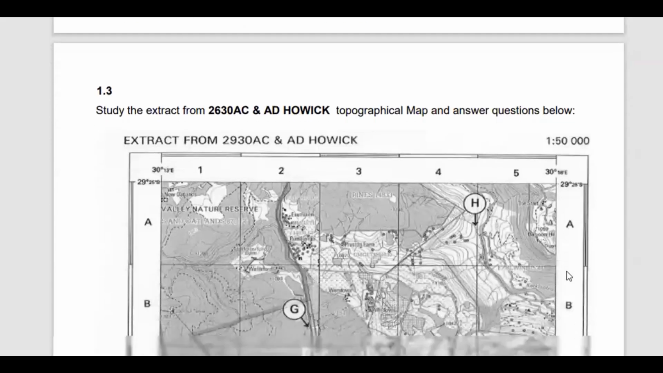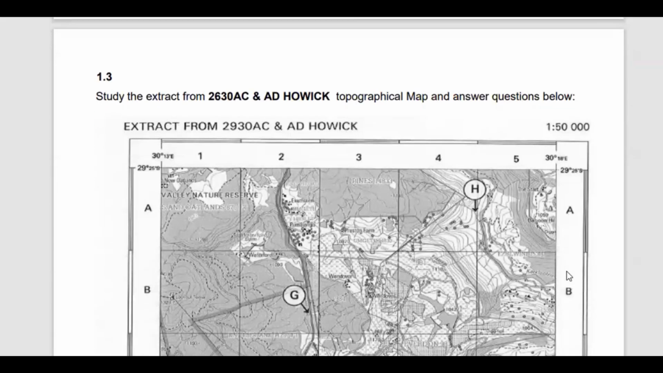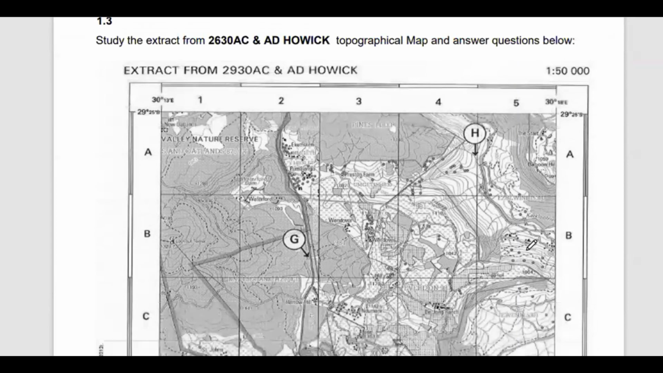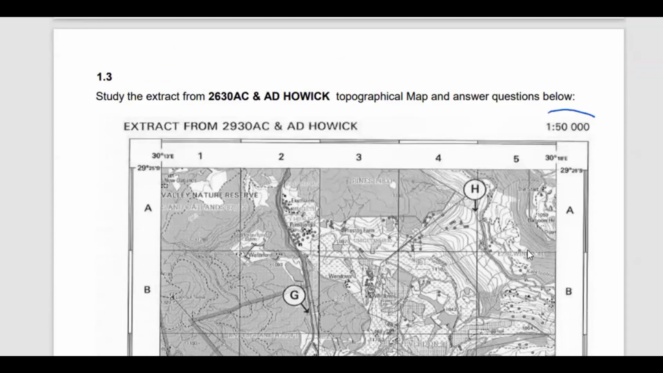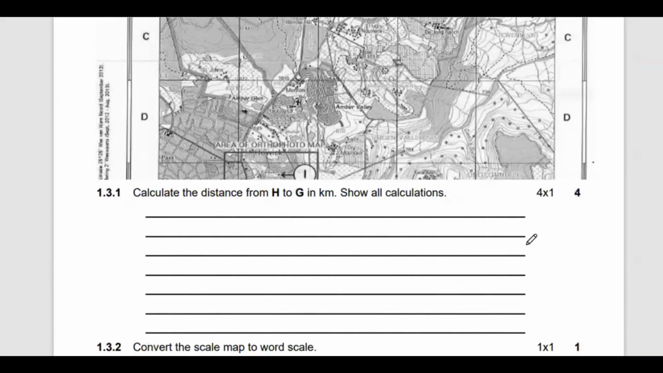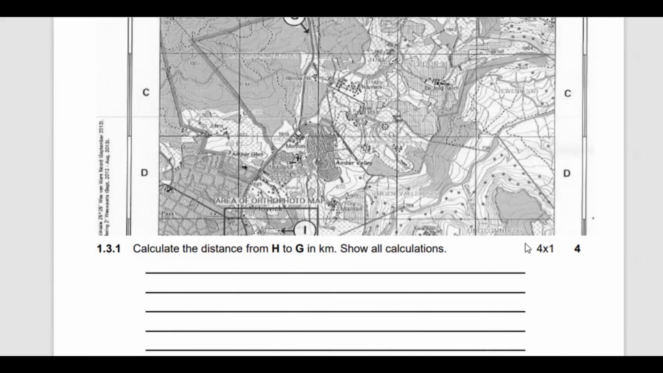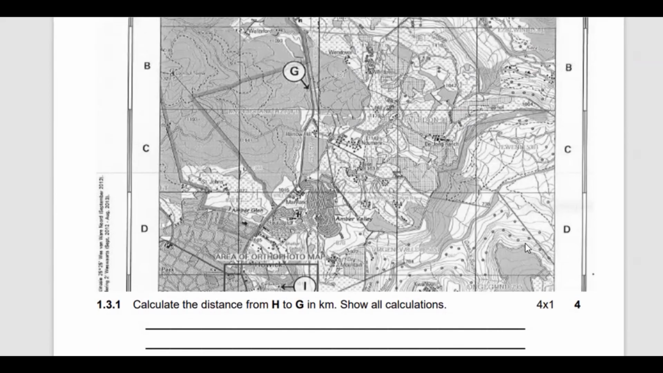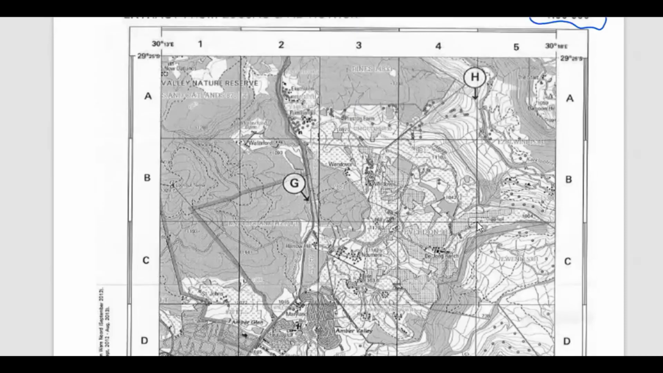Okay. So we have basically the extracts to 2630 AC and AD Howick topographic map and answer the following questions. When you see this 1:50 ratio, that is a topographic map. We are going to calculate the distance from H to G in kilometers. Show all calculations.